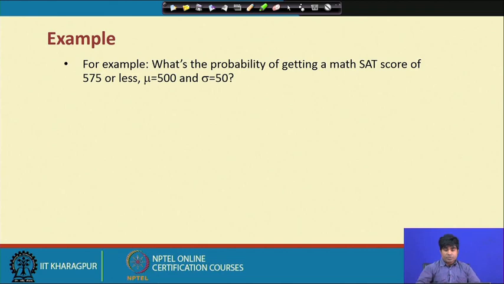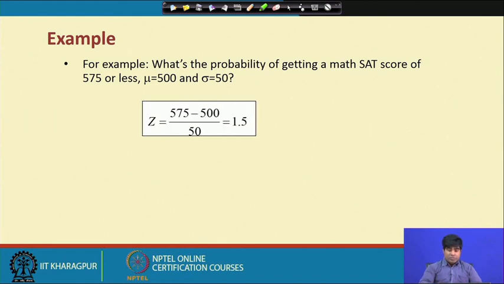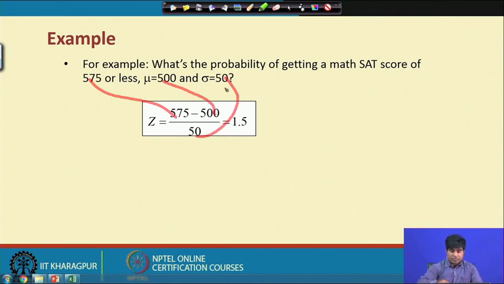This is how the z distribution works, and here is a standard example. What is the probability of getting a math SAT score of 575 or less, where the population mean is mu equal to 500 and the population standard deviation is 50? We follow the transformation z equal to (x minus mu) divided by standard deviation. Here x is 575, mu is 500 and sigma is 50. For 575 or less, you first calculate z at 575, then find the probability of that particular zone. It is easy to calculate, because the total probability is always equal to 1. If you find the probability for a specific zone, the remaining part is 1 minus that probability, which gives the inference through which you take decisions.